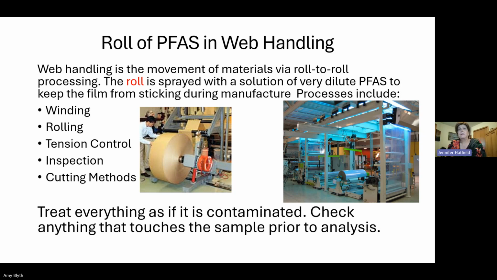Cutting, they do a lot of cutting. So if they want to make a smaller roll of paper from a big piece of paper, they cut it, and then there's your PFAS showing up. So the bottom line on contamination is you've got to treat everything as if it's contaminated. You check anything that touches that sample prior to analysis. That includes your hands, that includes you, that includes everything that touches it. When you're doing that, all of a sudden this analysis becomes quite a bit easier than what most people think it is. So thank you. That's kind of the end of what I was talking about, I think.